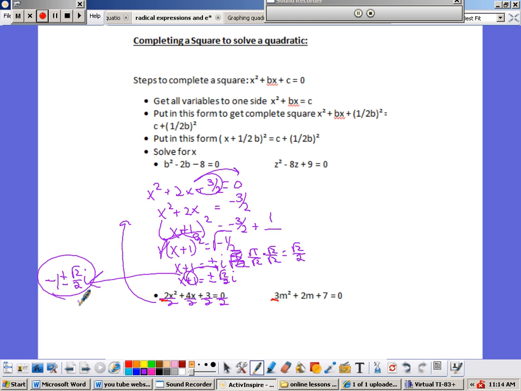So we had to use a lot of our skills that we knew previously. We had to rationalize the denominator. We had to split up the radical. Had to rationalize the denominator. We had to use our i.